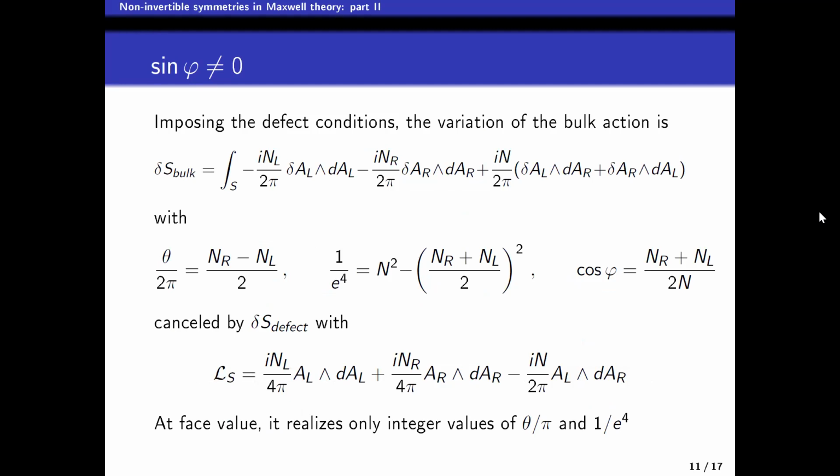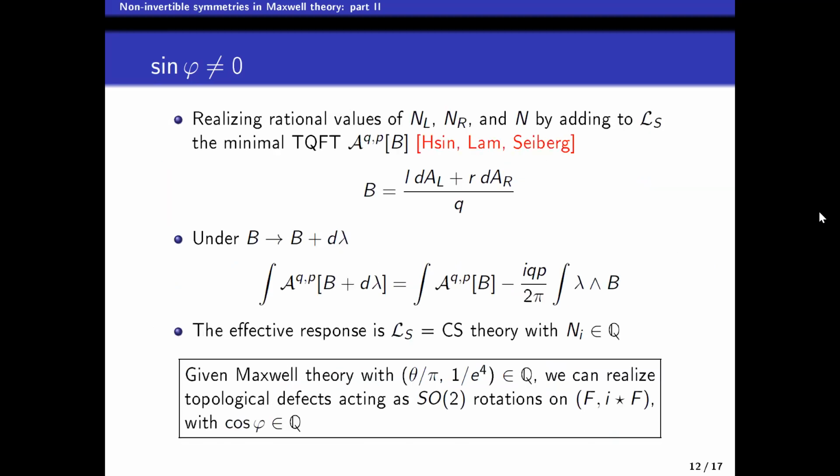So now we don't have to restrict ourselves to the case where theta over pi and 1 over e to the 4th are integer, but we can take any rational. Given a Maxwell theory with any rational values of the coupling, we can build this defect with this Lagrangian, and this defect acts as an SO2 rotation on F and star F, and as Costi said before, there is a third integer which allows you to build generic values of the cosine of the angle.